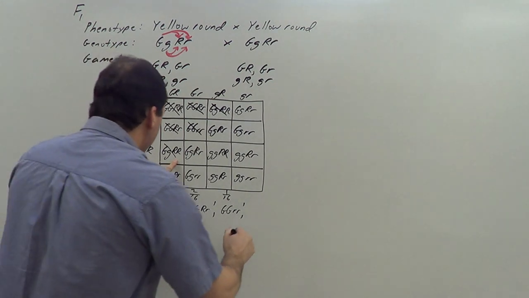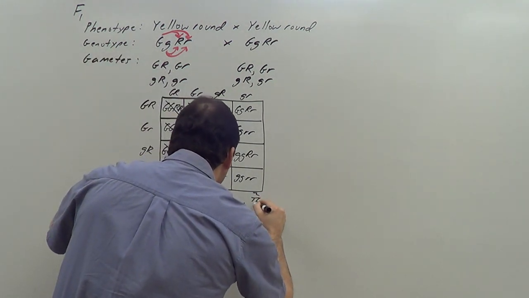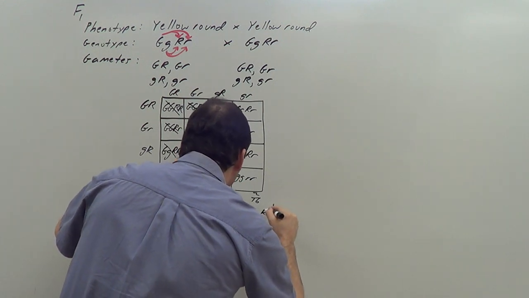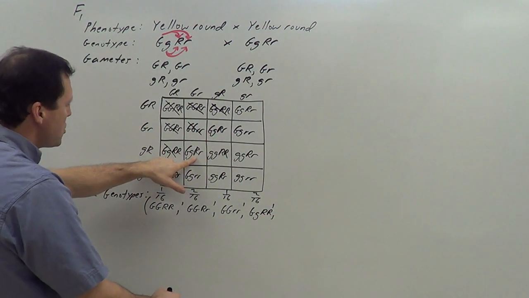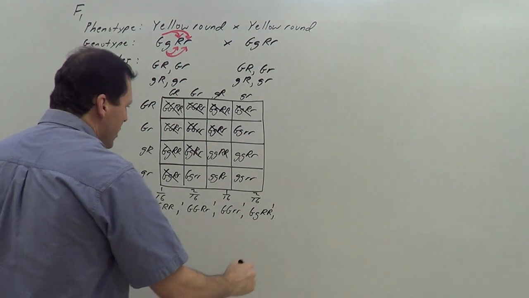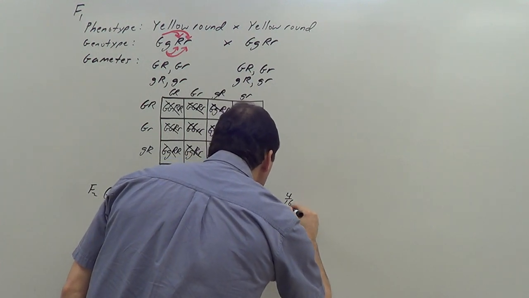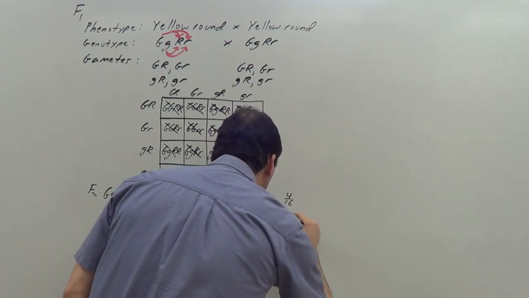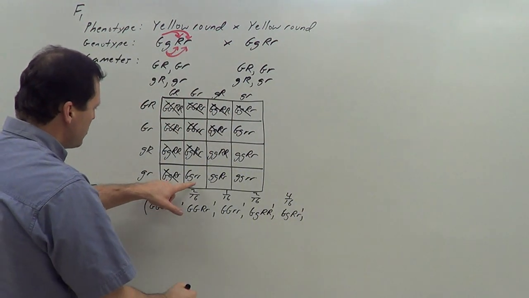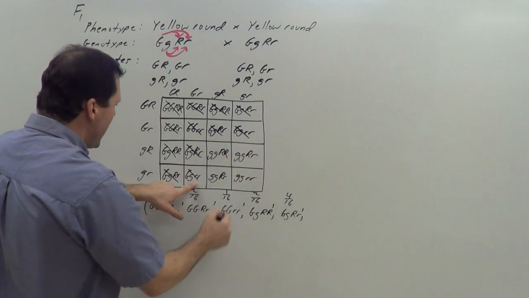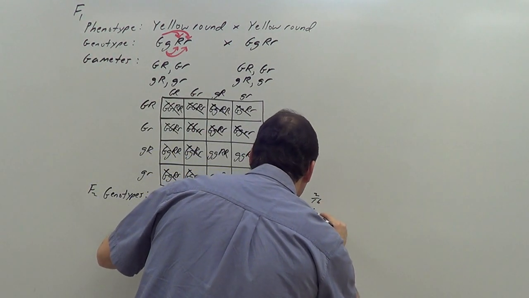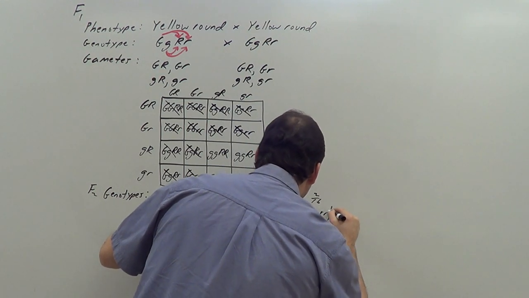1/2/16 are going to have that genotype. So capital G, lowercase g, capital R, and I'll do this one next. So double heterozygous, 1, 2, 3, 4. So 4/16, capital G, lowercase g, capital R, lowercase r. And maybe I'll do this one, 1/2 of that genotype. So 2/16 are going to be capital G, lowercase g, lowercase r, lowercase r.